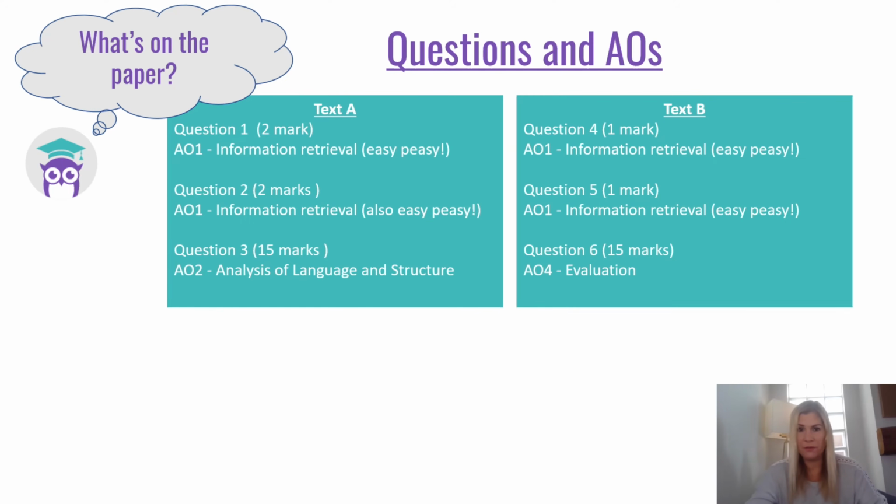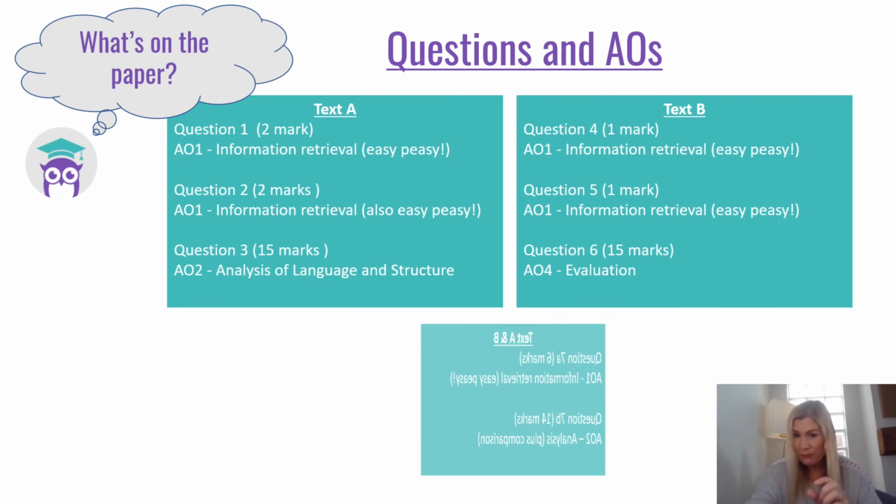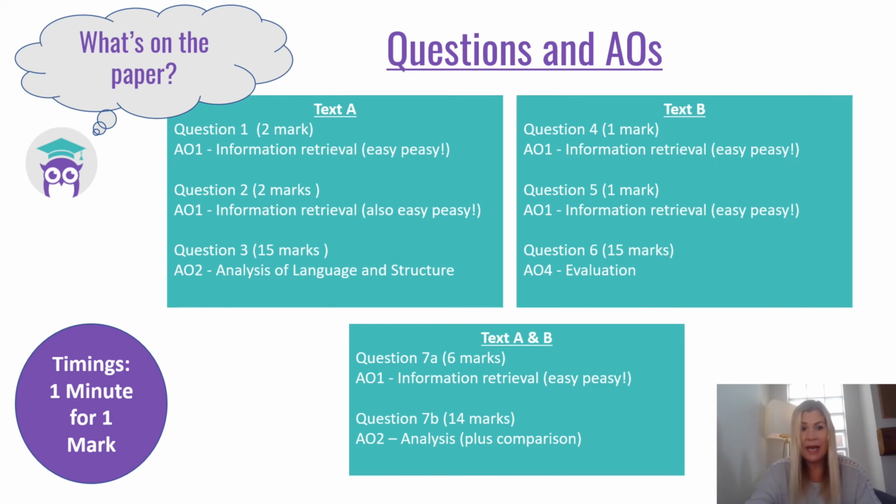Hopefully you've already viewed my first 2 videos on questions 1, 2 and 3 and then 4, 5 and 6 on the 2 separate texts. The next part of the paper is where you're looking at these 2 texts together, text A and B, 2 questions that are worth 20 marks in total, separated out into 6 and 14. So that's what we're going to be focusing on today. And just like with the other questions, you're working at 1 minute for 1 mark. So 6 minutes of writing for the 6 marker and 14 minutes of writing for the 14 marker.